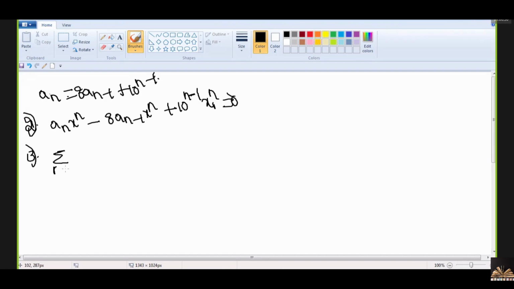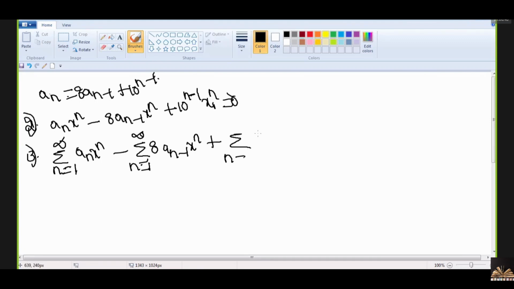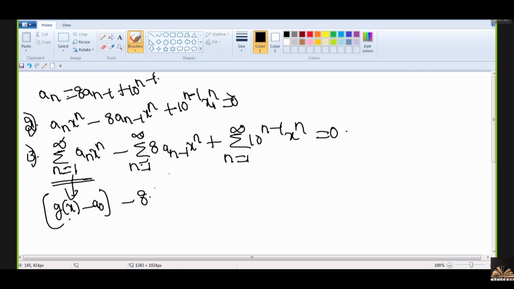And what is the n value? N value starts from 1. So the lower limit is 1 and the upper limit is infinity. Summation of n equal to 1 to infinity a n x power n minus summation of n equal to 1 to infinity 8 a n minus 1 into x power n plus summation of n equal to 1 to infinity 10 power n minus 1 into x power n is equal to 0. So the first term can be written as g of x minus a0. You need to change this power n into n minus 1. Why? Because suffix and power should be the same.